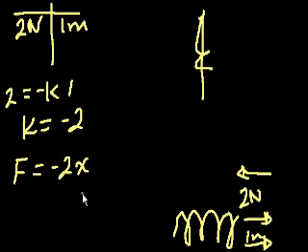And then I said, well, how much force would I have to apply to distort this spring by 2 meters? Well, it's 2 times 2. It would be 4. 4 newtons to displace it by 2 meters. And of course, the restorative force will then be in the opposite direction. And that's where we get the negative number.